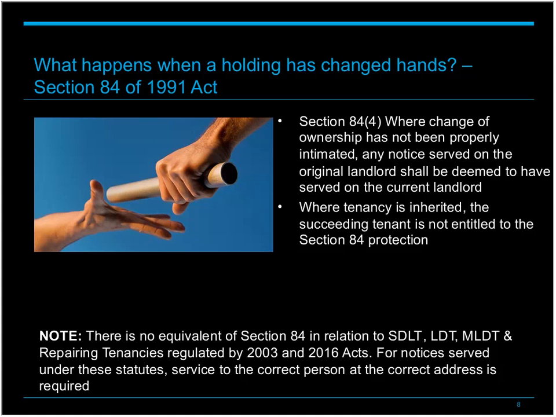And these provisions in Section 84 apply to all types of agricultural tenancy? No, only to secure tenancies regulated by the 1991 Act. There's no equivalent of Section 84 for SLDTs and LDTs and modern limited duration tenancies and repairing tenancies under the 2003 and 2016 Acts. So when a tenant is serving a notice in relation to one of those forms of tenancies, they will always have to make sure that they're serving the notice on the correct landlord.